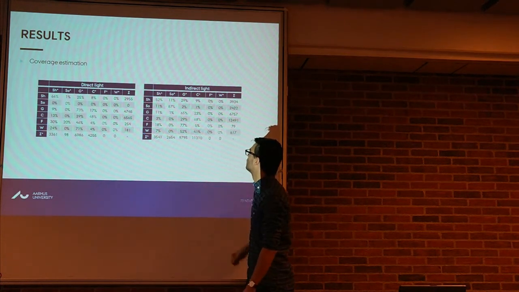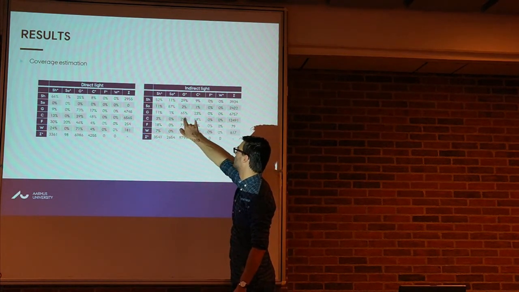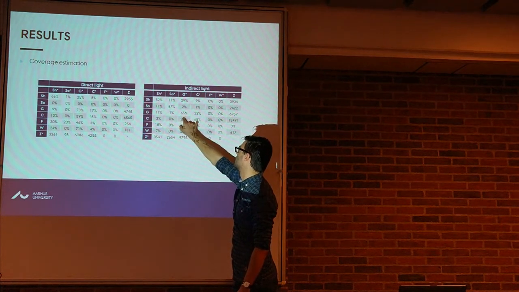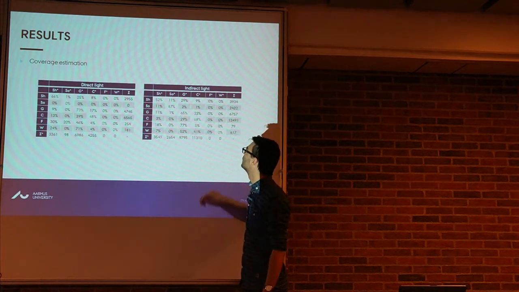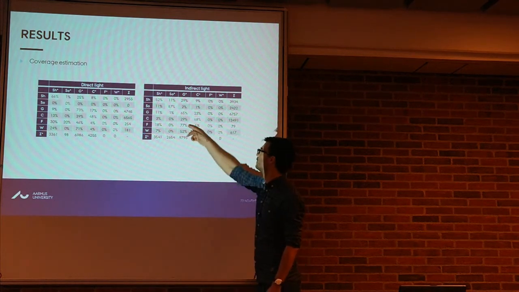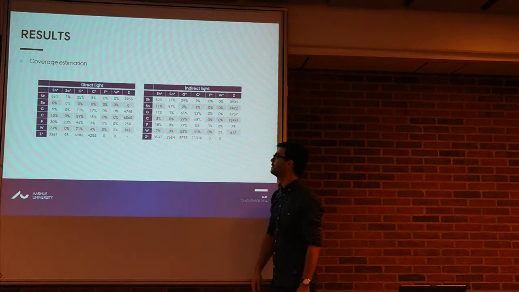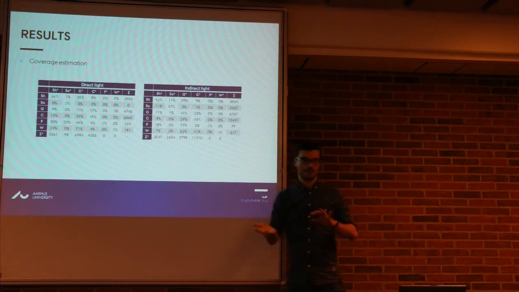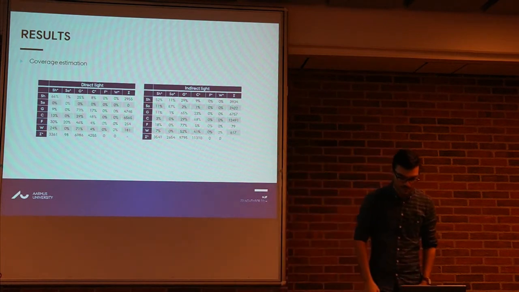In the indirect case, it's a little bit better. We have around 65 to 68% of the grass and clover classified correctly, and only about 20 to 30% falsely classified between those two classes.